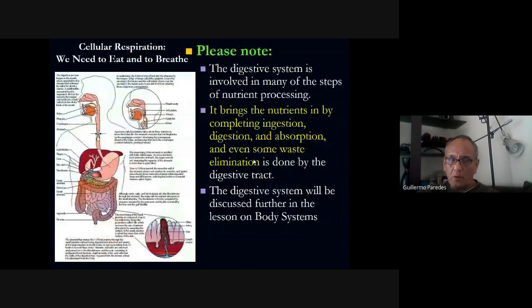Okay? All right. So let's see, the digestive system is involved in many of the steps of nutrient processing. That is old news. It brings the nutrients in by completing ingestion, digestion, absorption, and even some waste elimination.